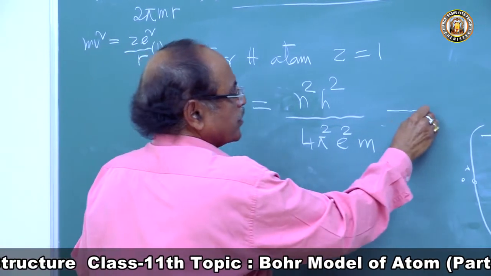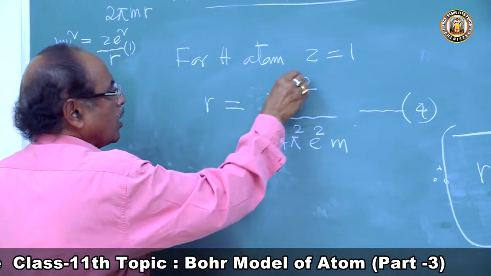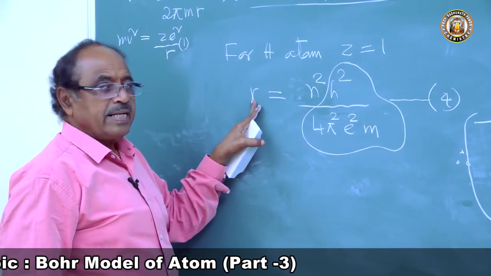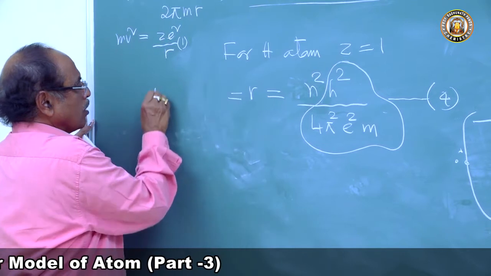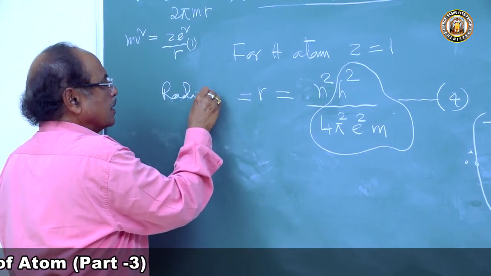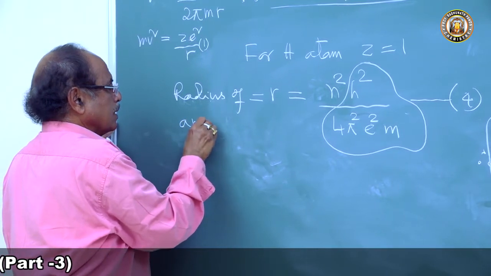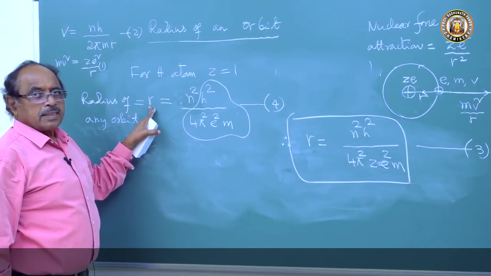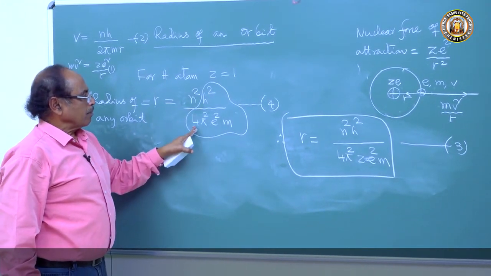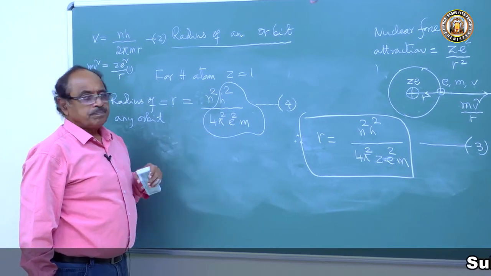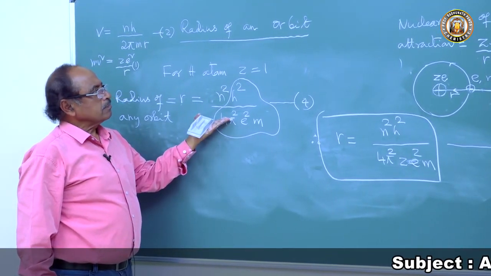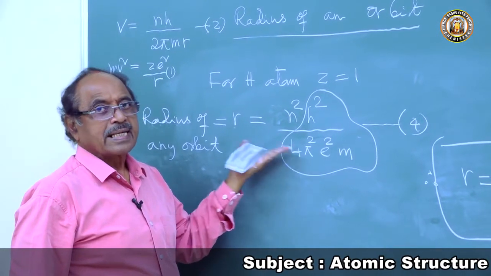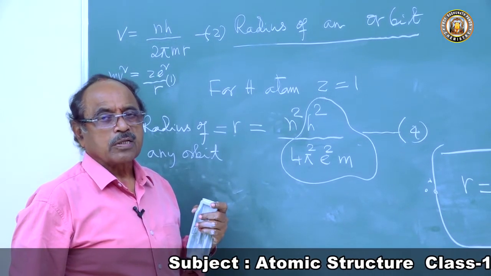Now, this is equation 4. You see all these are constants. So the radius of any orbit, r = n²h²/4π²e²m. This is the formula a student has to keep in mind for calculating the numericals in the exam. Calculate the radius of the fourth orbit of hydrogen atom.